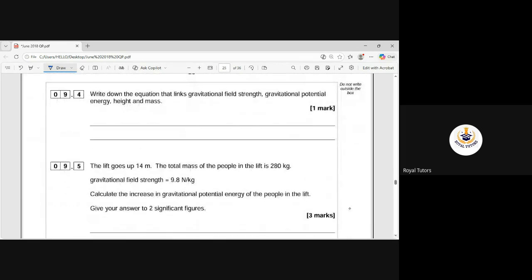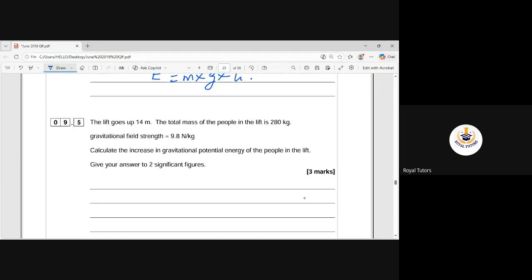The next one says write down the equation that links gravitational field strength, gravitational potential energy, height, and mass. This is quite simple, just like your potential energy. So that would be E equals to mass times gravity times the height.